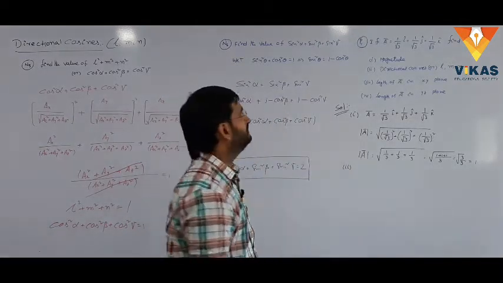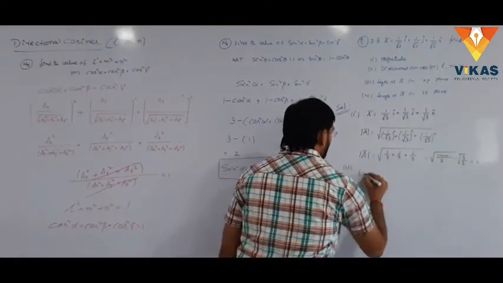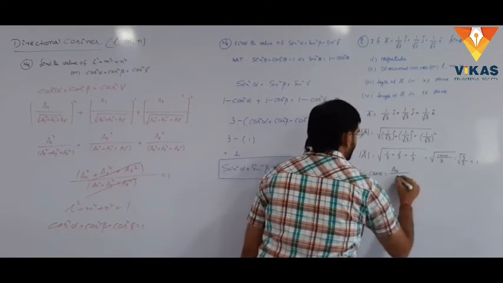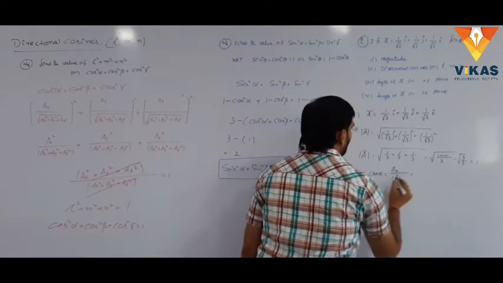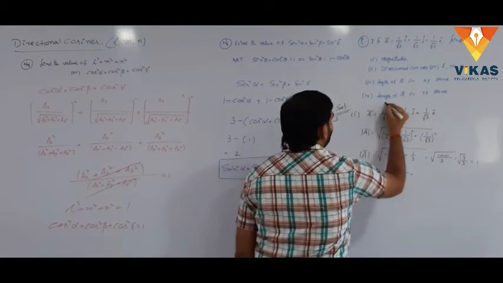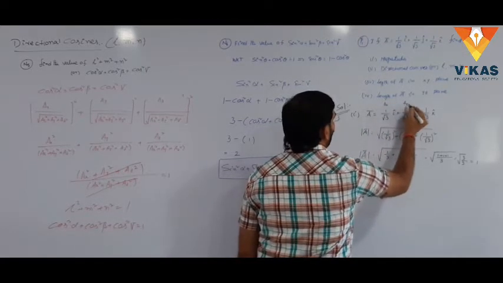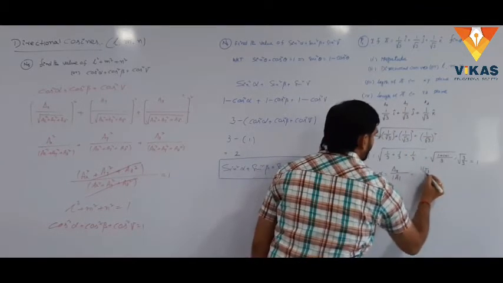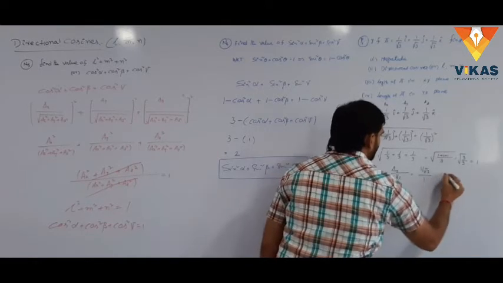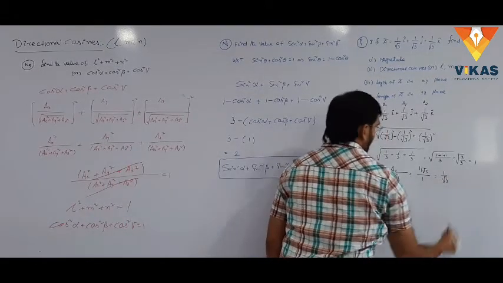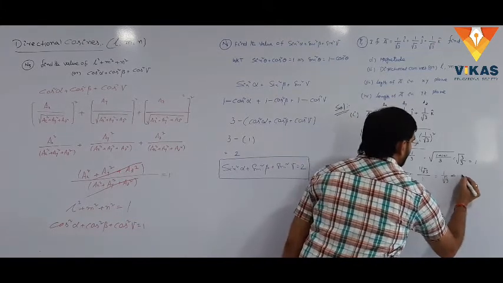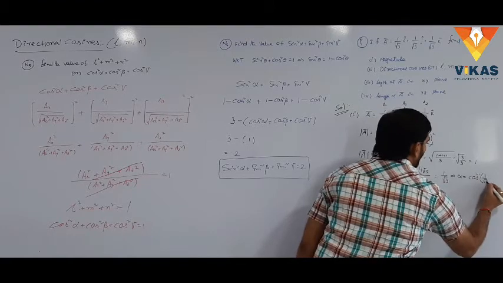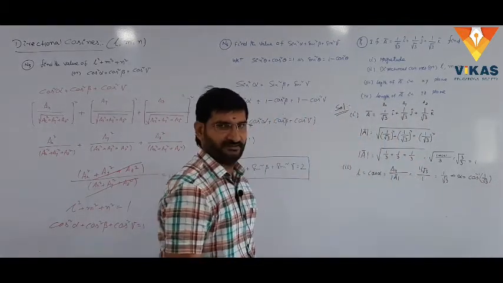directional cosines. The value of l equal to cos alpha. What is the formula for cos alpha? Ax by a bar modulus. What is the value of Ax here? This is Ax, this is Ay, this is Az, 1 by root 3 by 1. It is nothing but 1 by root 3. Here alpha equal to cos inverse of 1 by root 3. It can be written like that.